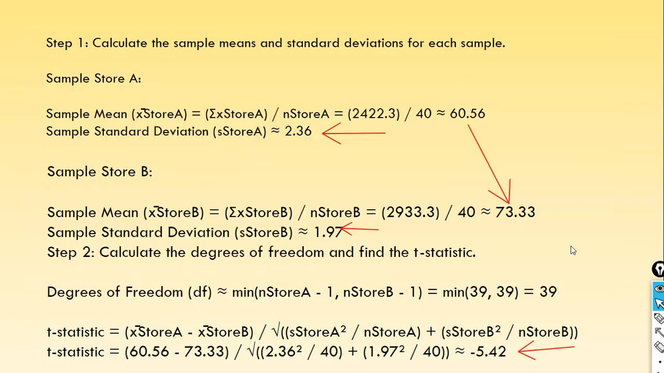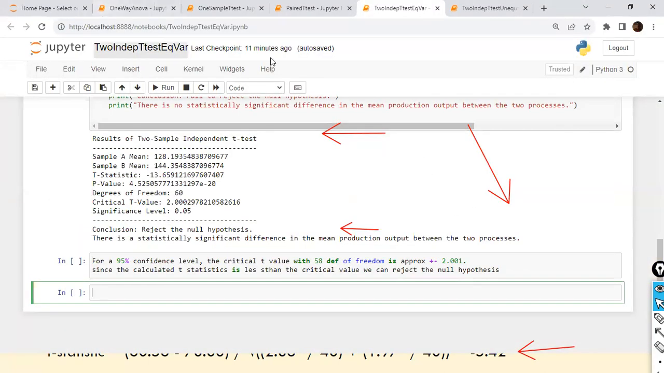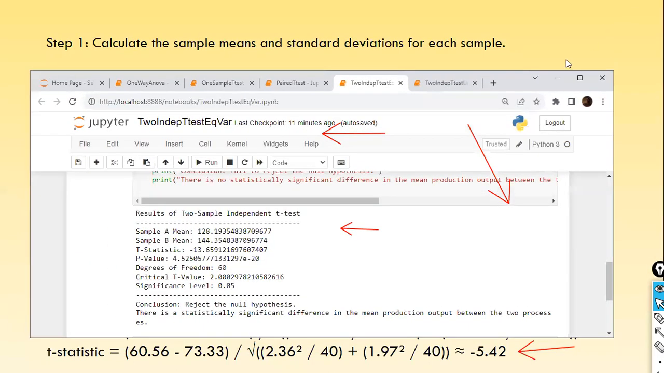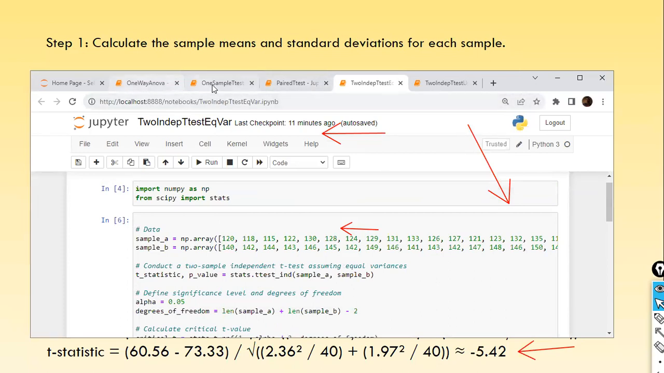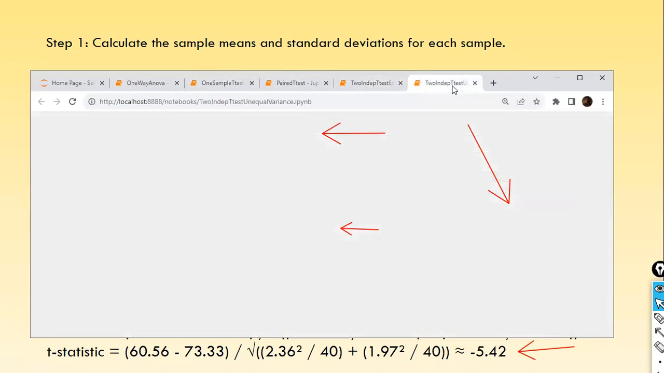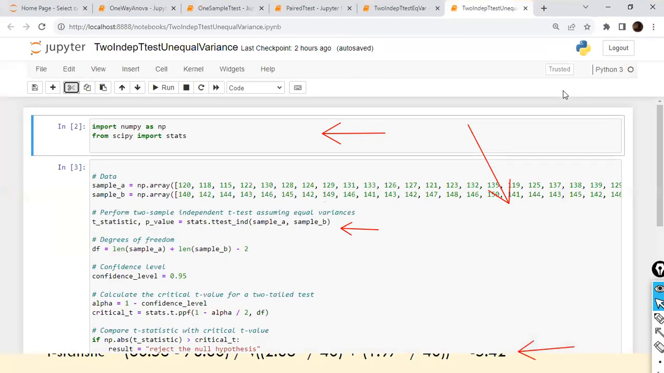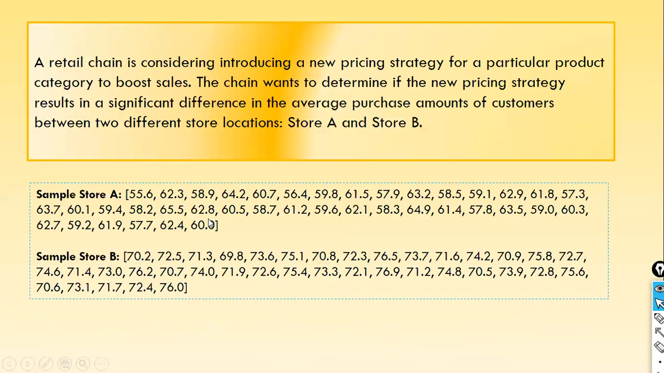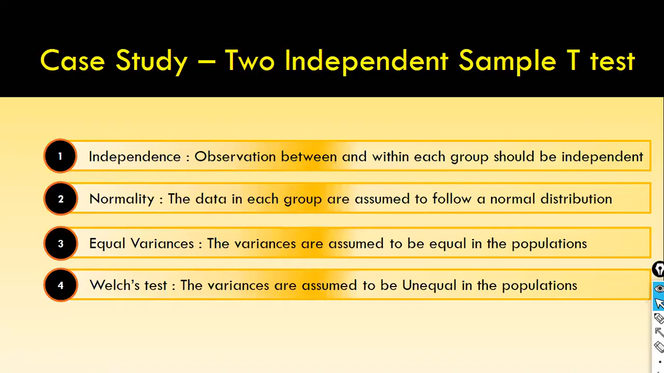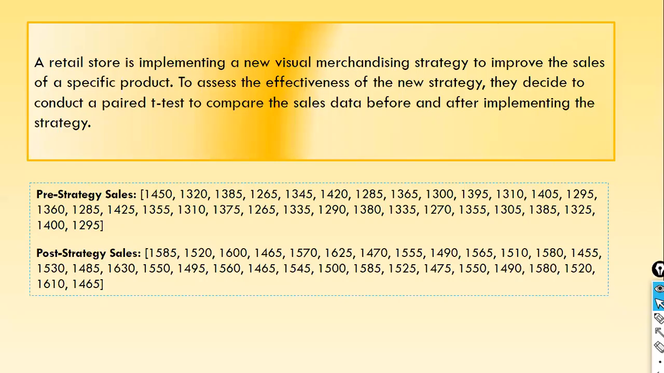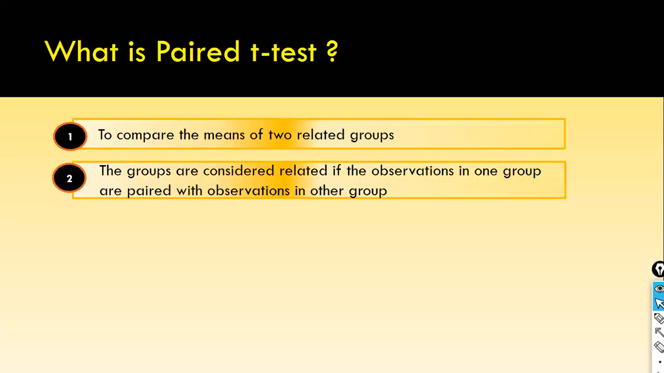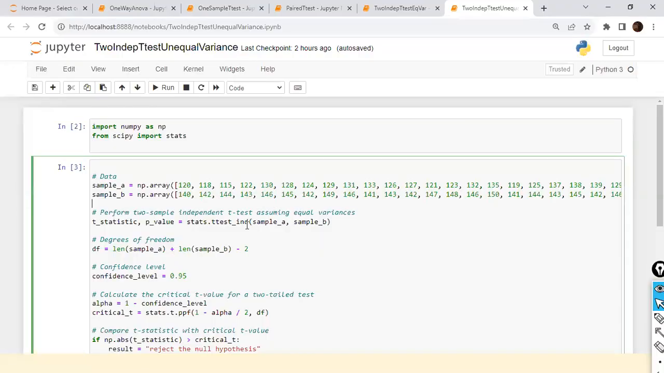Let us jump into Python. And this is called your Jupyter notebook. In this case, I'm going to say two independent sample unequal variance. This is the one. Yeah, the same thing. 120, 118, 115. So not that one. I think I have taken something else. Let me see. Yeah, that is different. Okay, let us see. The values may be different.